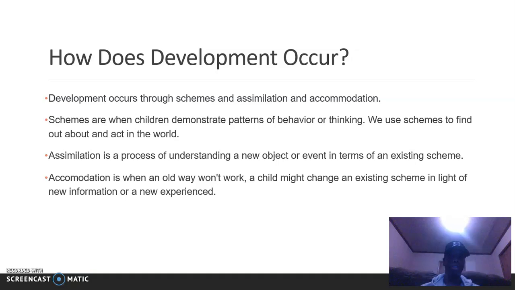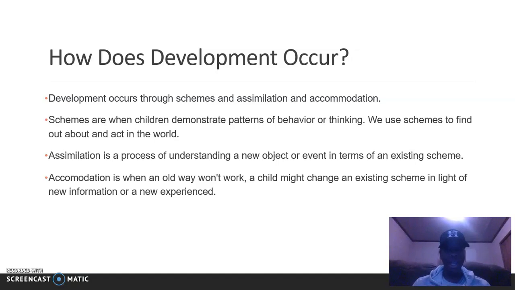Schemes are when children demonstrate patterns of behavior or thinking, with schemes to find out about and act in the world. So, say if a block was introduced to a child and they start banging with the block, that is a new scheme. Assimilation is a process of understanding a new object or event in terms of an existing scheme. Accommodation is when a child might change an existing scheme in light of new information or a new experience.